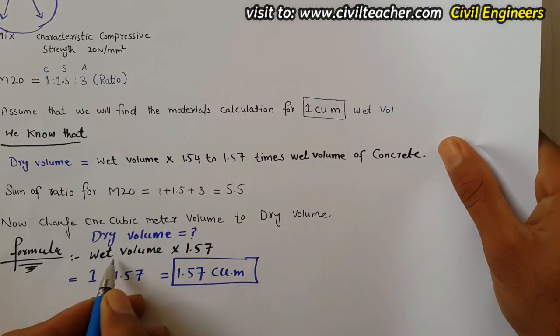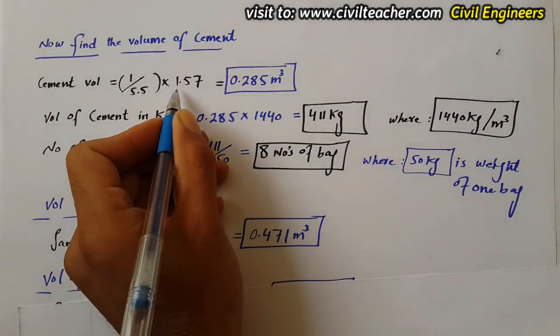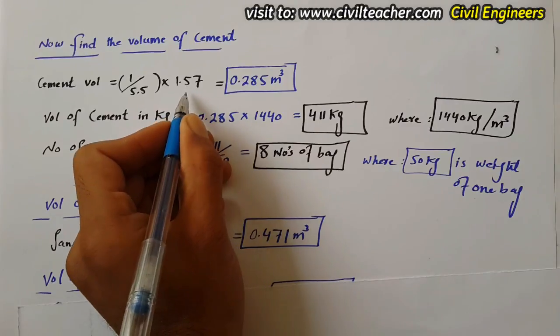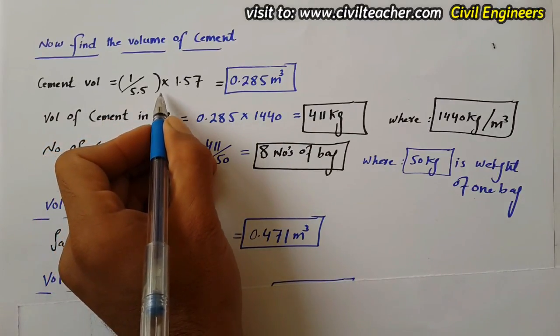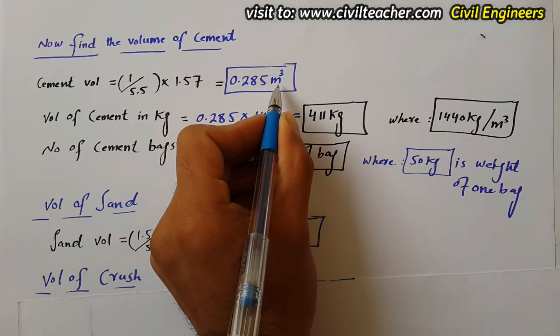So the formula is wet volume multiplied by 1.57. Our volume is 1.57, therefore I multiply with 1.57. When you do the calculation by calculator, it will give you 0.285 meter cube.